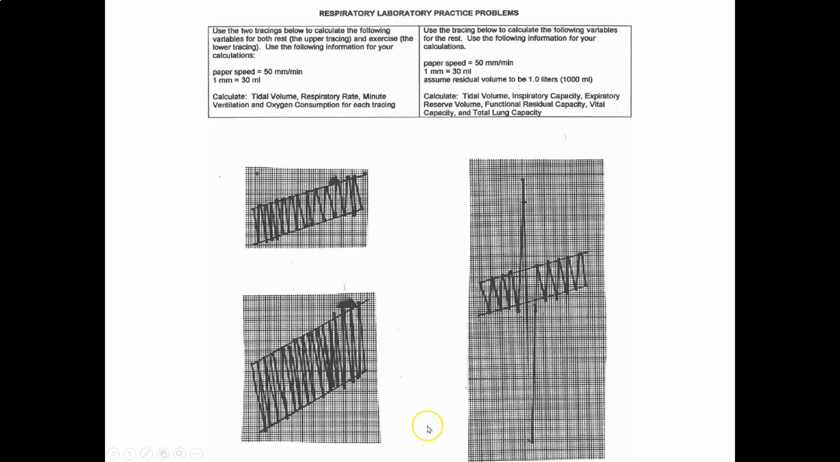We have this tracing that we're going to use sort of as our tracing here. And what I'm going to do is go over some of the more important variables. So for each tracing, there's a box right above it, or in this case, a set of tracings. We have paper speed. We need to know that. We have the Bell correction factor. That's 1 millimeter equals 30 mils. Right? And then we have tidal volume, respiratory rate, minute ventilation, oxygen consumption we want to measure for this set.